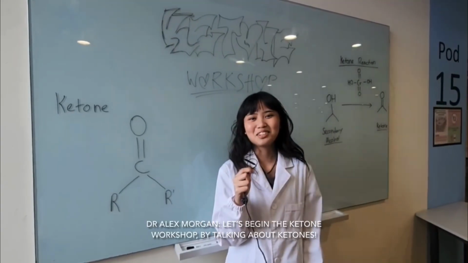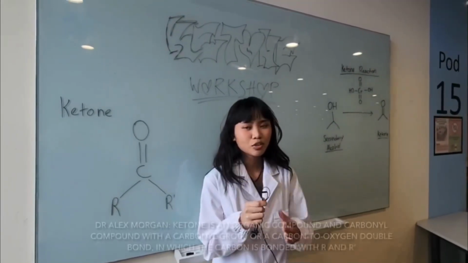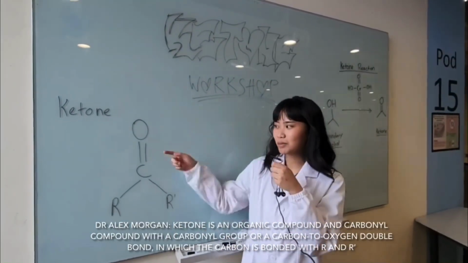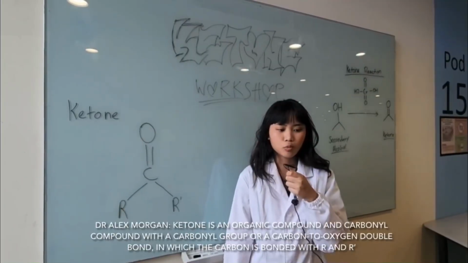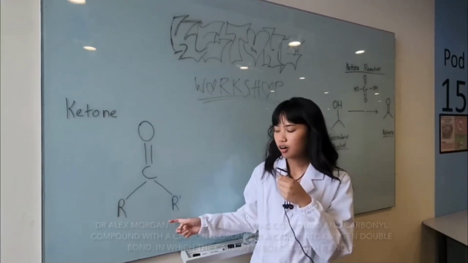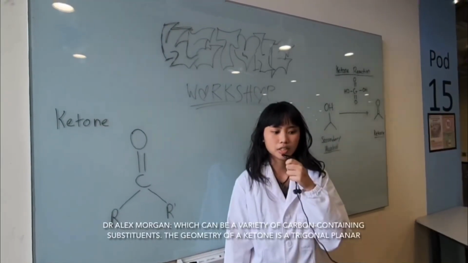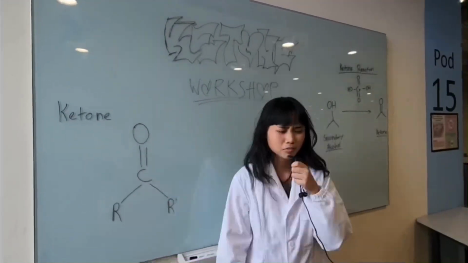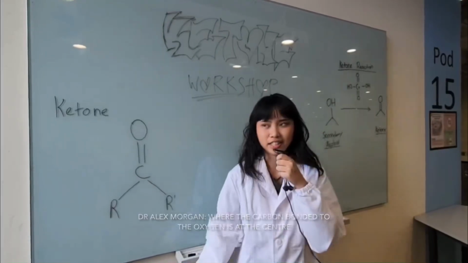Let's begin the ketone workshop by talking about ketones. A ketone is an organic compound and a carbonyl compound with a carbonyl group, or a carbon-to-oxygen double bond, in which the carbon is bonded with R and R prime, a variety of carbon-containing substituents. The geometry of a ketone is trigonal planar, where the carbon bonded to the oxygen is at the center.